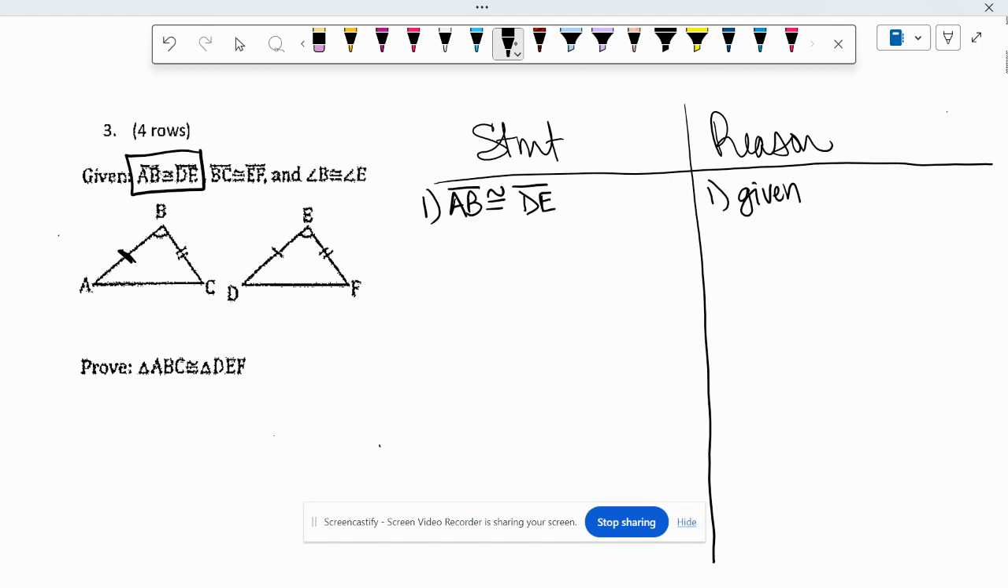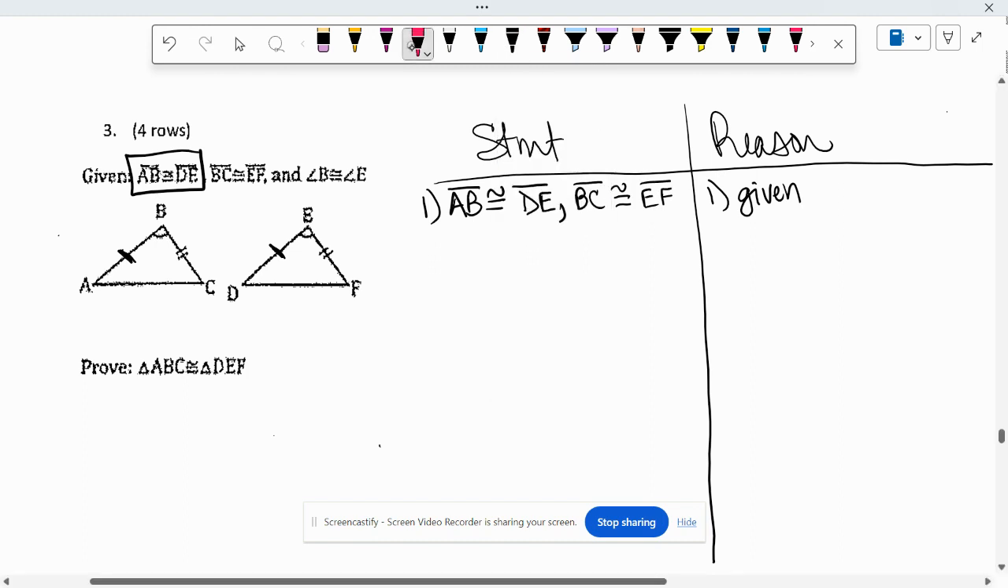AB is marked congruent to DE. The next statement is also about congruent segments. So I'm going to put them on the same line. Like I try to group them if they're the same thing, like we did the 2 perpendiculars, I put them on the same line. So segment BC is also congruent to EF. That's given. So BC and EF.